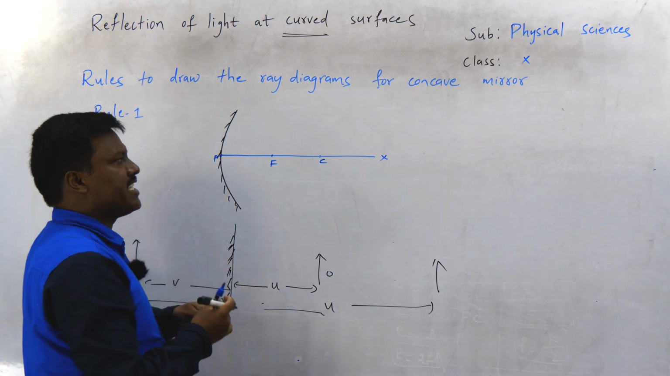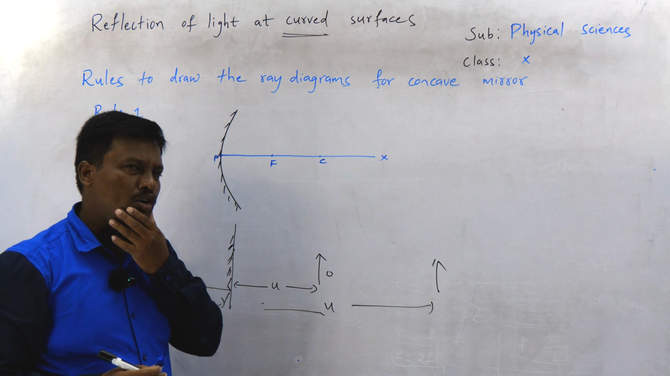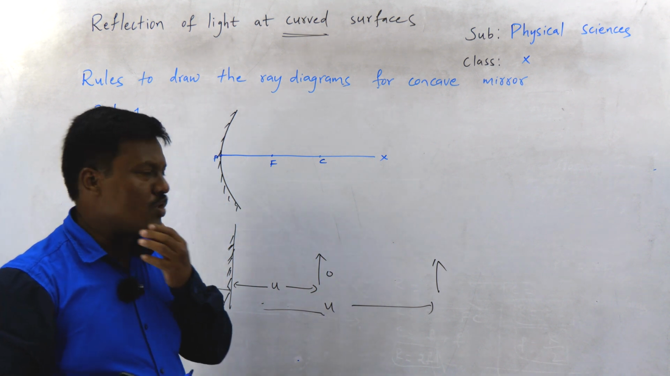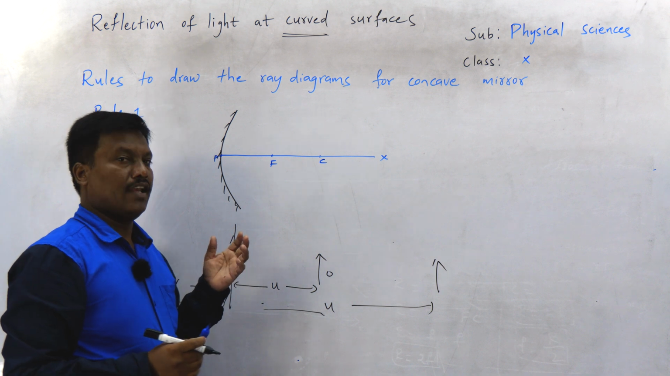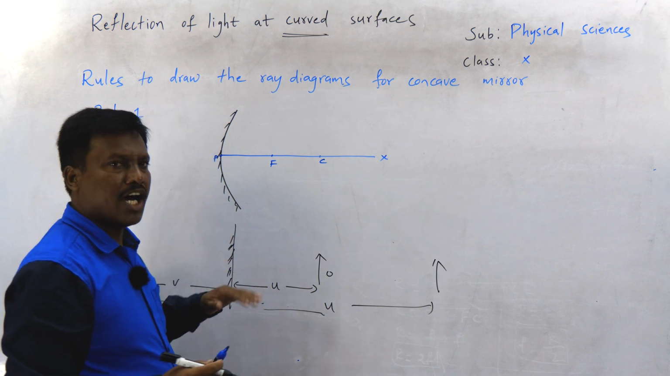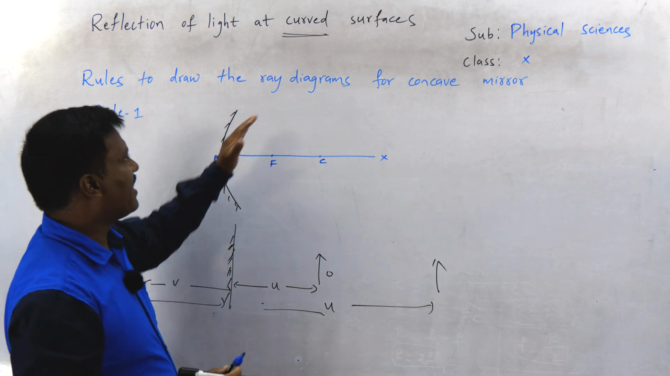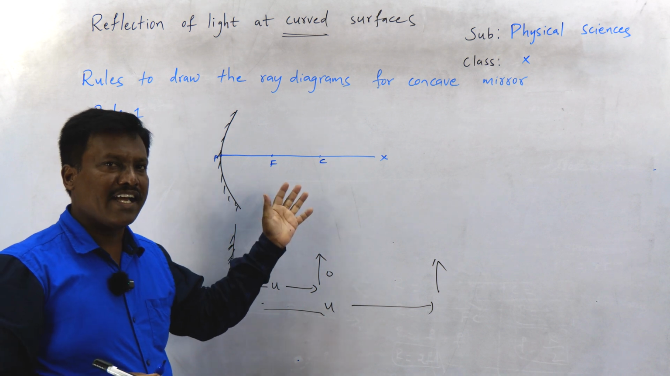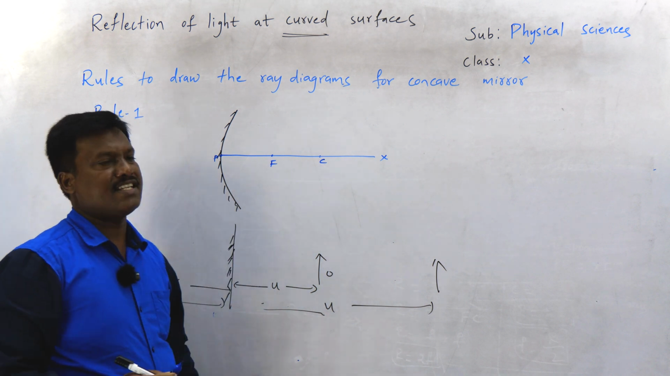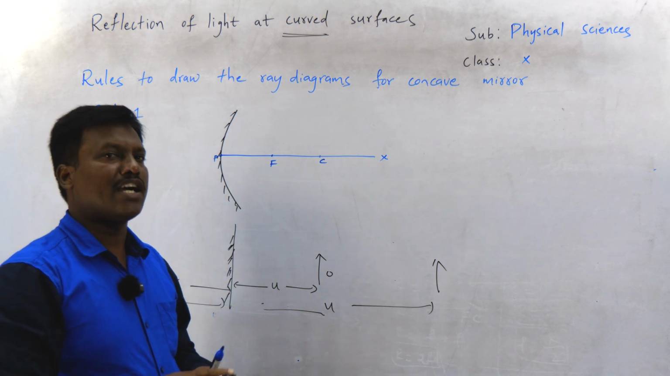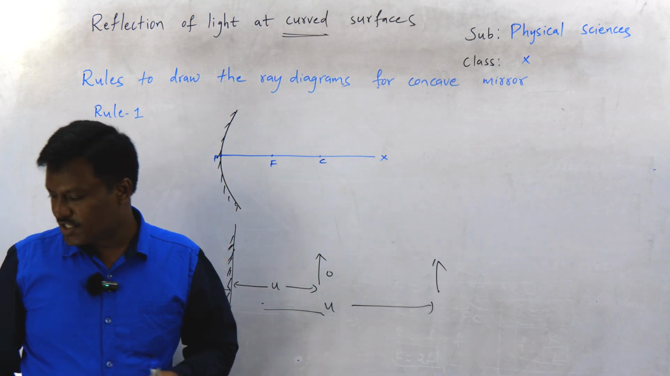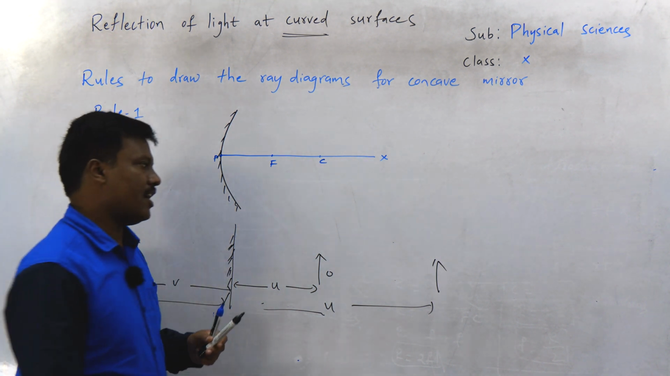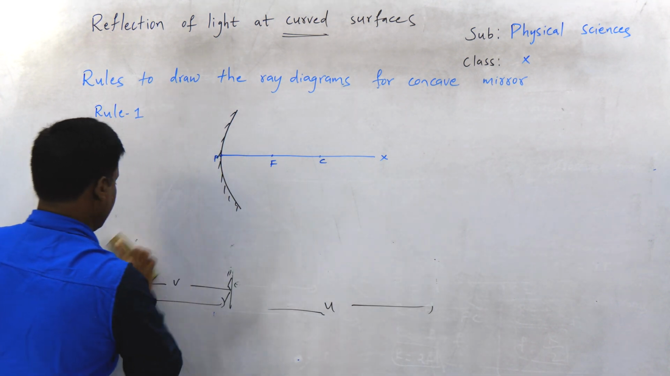But can we find the same characteristics in concave and convex mirrors? Are the characteristics the same? Let us understand. Are they the same or different? After learning ray diagrams, when you draw them, you will understand the characteristics of the image. Then you can draw a conclusion: are these characteristics matching with the plane mirror or not? You will understand.